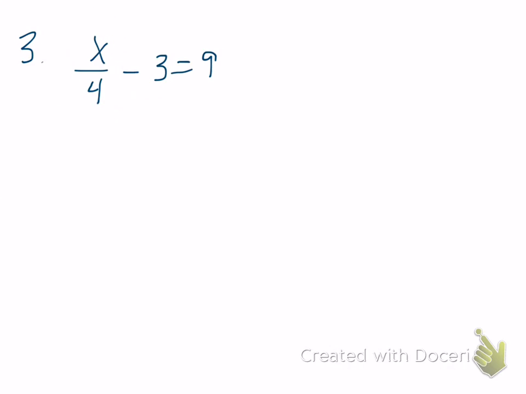So we just talked about how with two-step equations, we're going to always want to add or subtract first. So let's add 3 to both sides, and we'll get rid of the 3. And so we'll be left with x over 4 is equal to 12. Here, to get rid of that 4, notice it's x divided by 4. So the opposite of dividing by 4 is multiplying by 4.